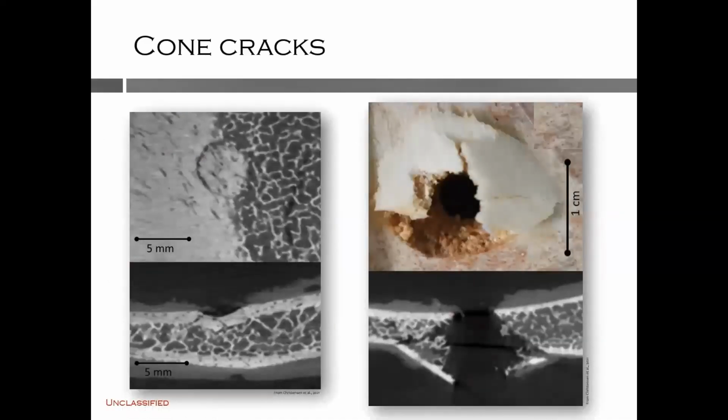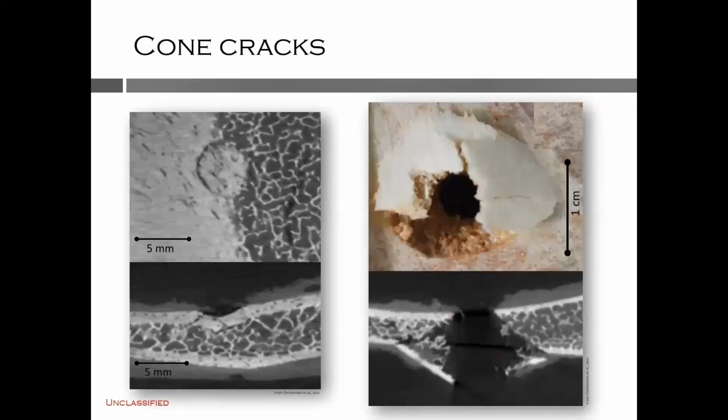Pictured here left is an incomplete cone crack in a bone examined using micro-CT. The top portion shows the ring crack that formed on the impacted side of the bone. On the bottom is a cross-sectional view of the same fracture showing the ring crack and the initial flaring of the cone crack, which did not travel all the way through the bone.